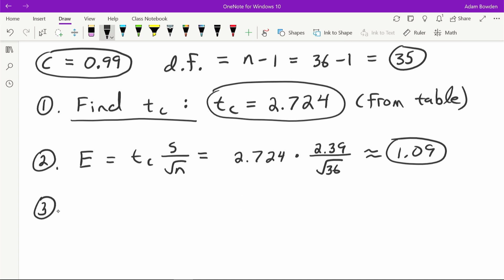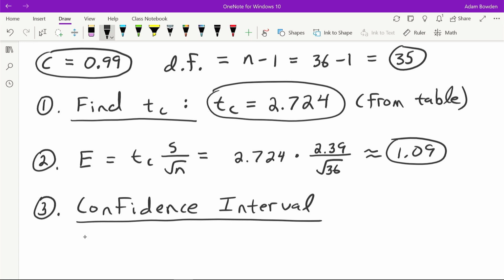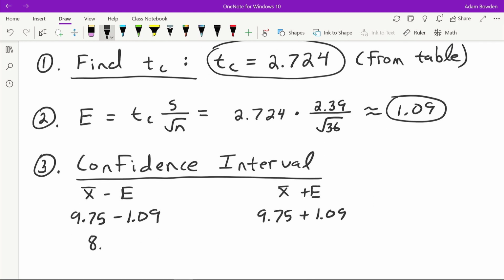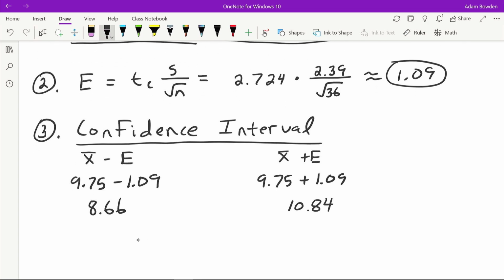With that margin of error E, we're going to construct the confidence interval. And to do that, we're going to take x bar minus E, x bar plus E. So our sample mean 9.75 minus 1.09, 9.75 plus 1.09. And that gives us 8.66 and 10.84. And those go together to give us the confidence interval 8.66 less than mu less than 10.84.